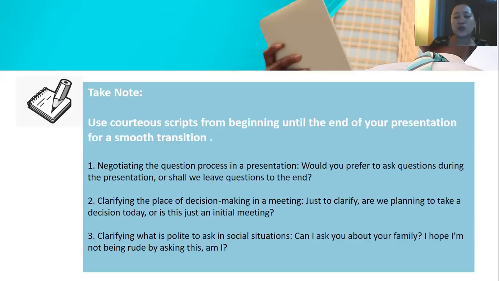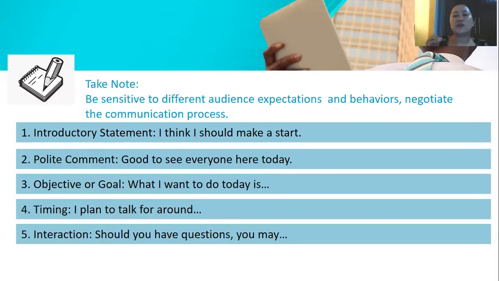You really need to be polite, because there are people who are very secretive and they would prefer having their personal information confidential. Okay? So you also have to be sensitive to different audience expectations and behaviors, and negotiate the communication process in order for you to meet their expectations.